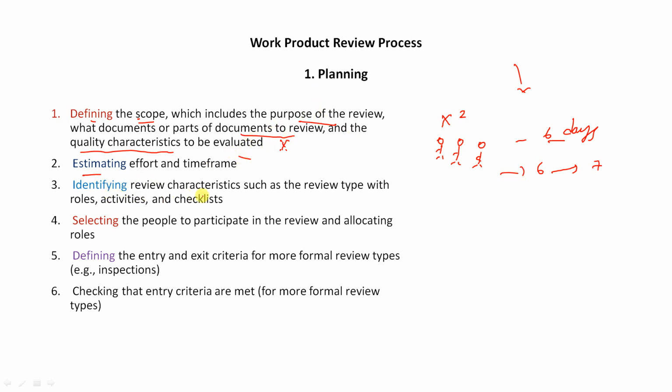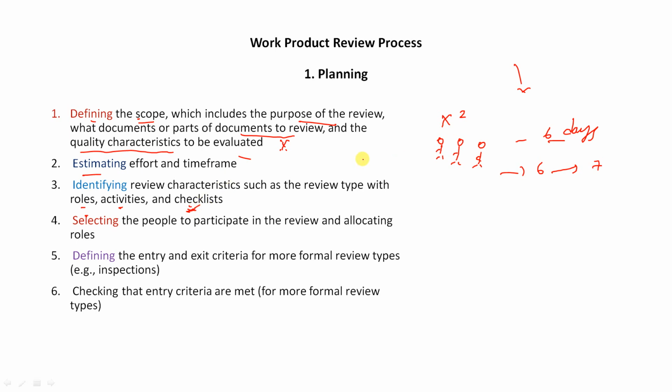Then identifying review characteristics such as the review type with roles, activities and checklists. This is also very important. Roles: who has to be in the review, either the senior engineers or the lead or the technical lead, whoever it is. Then activities: what their activity is has to be identified. Then checklist: there will be some standard checklist for every company, or at least for projects. So a checklist has to be maintained. Again, if you are a lead, then you should follow this checklist.